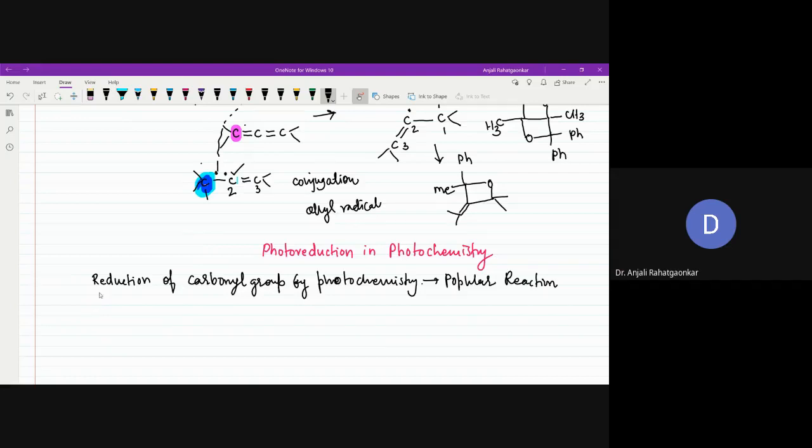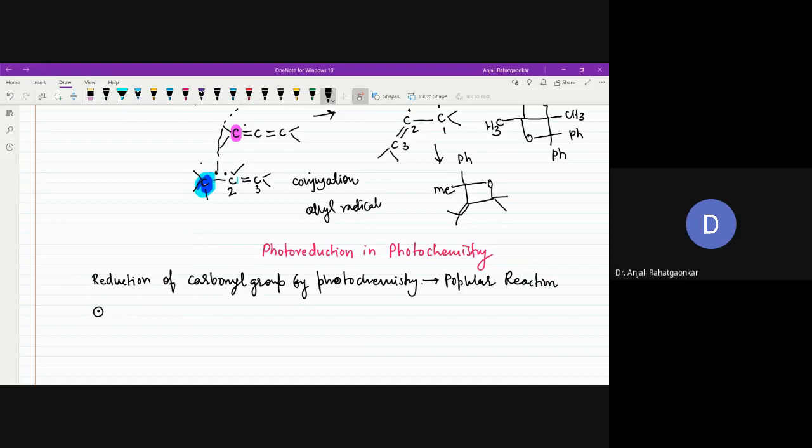Now, let us see the various characteristics of this reaction. As I always discuss the important characteristics, how you have to identify whether a particular reaction is a photoreduction reaction, or a Paterno-Bucci reaction, or Norrish type 1, Norrish type 2. Depending on the various characteristics, every reaction has its own characteristics, which we have already discussed in the previous lecture.